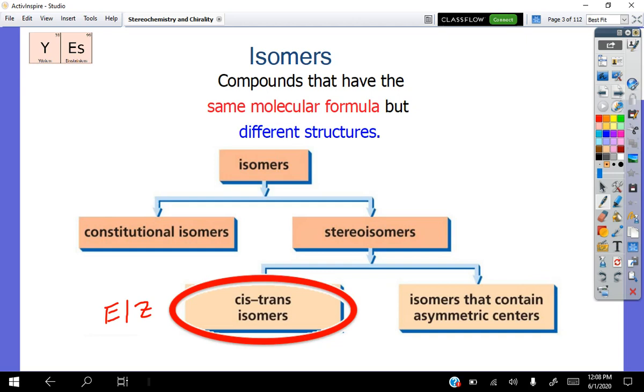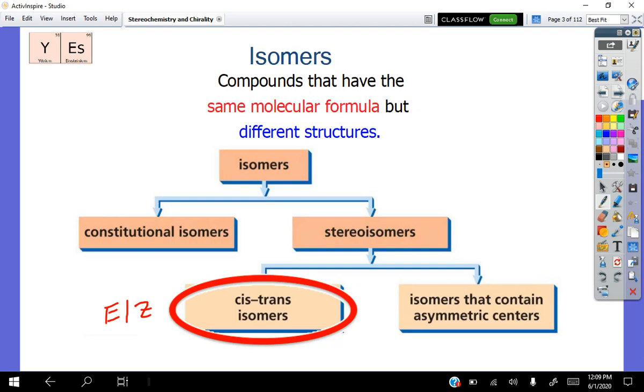So we've previously looked at constitutional isomers. These are things that, again, have the same formula, but maybe the type of substituent that is attached to the molecule is different, or the position of the substituent is different, or even the parent chain is different altogether. But the key is they still have the same formula. So constitutional isomers are very different compounds from each other.